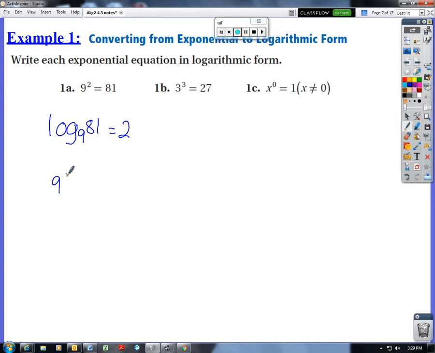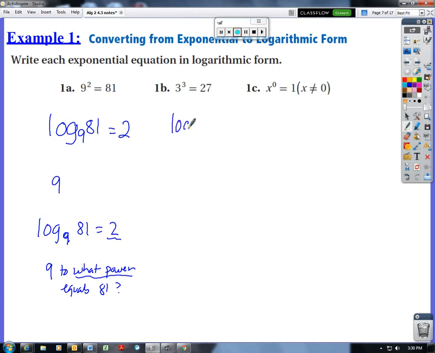You would think, like if you were just looking at log base 9 of 81, let's say you didn't know it was 2, you would ask yourself, 9 to what power equals 81? And you would know 9 squared is 81, so that means this is equal to 2. So see how the logarithm equals the exponent. What power? That's the exponent.